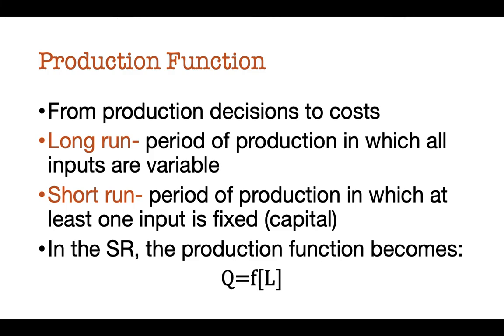So we say in the short run, my production function becomes a function of labor. I can only change my variable inputs. I can't change those fixed ones. I can't renegotiate my lease until the lease is up, right? So in the short term, the only thing we can change are our variable inputs, which are represented by this L for labor.